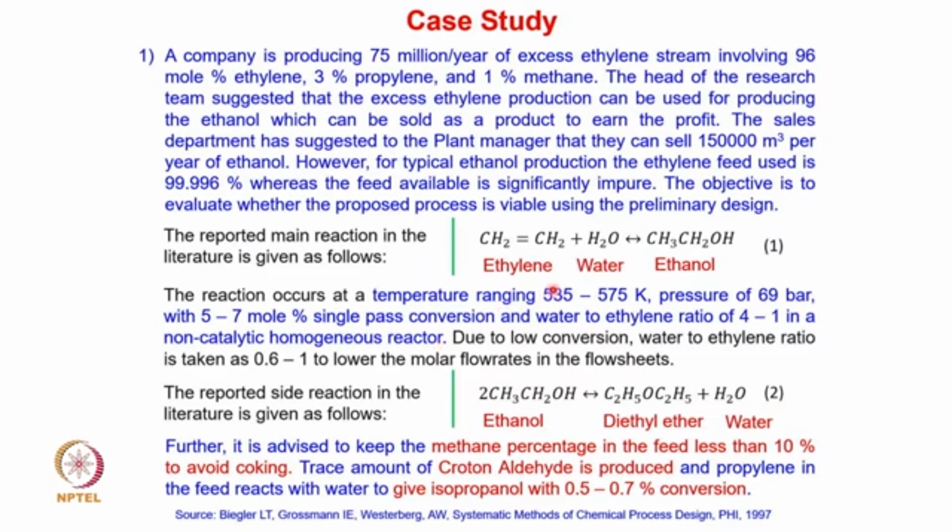Since in this particular case the conversion is just 5 to 7%, a large amount of ethylene remains unreacted, and therefore the water to ethylene ratio is taken around 0.6 to 1, so that lower molar flow rates are maintained in the flow sheet.